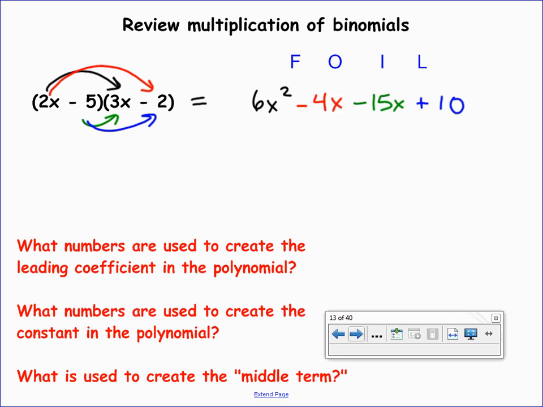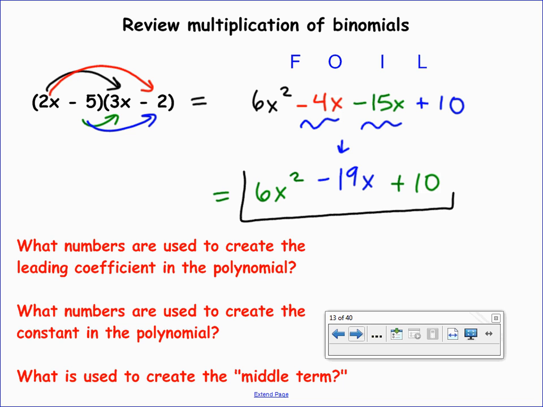But we can see now why it matters, the placement of that 2x and the 3x. That affects my outer and my inner product, and that's going to ultimately determine the middle term in my final answer. That's going to be important when we go backwards in factoring. So what would the middle term be here? It would be negative 19x. So my final answer would be 6x squared minus 19x plus 10. And that's going to be key when we perform our factoring later today.